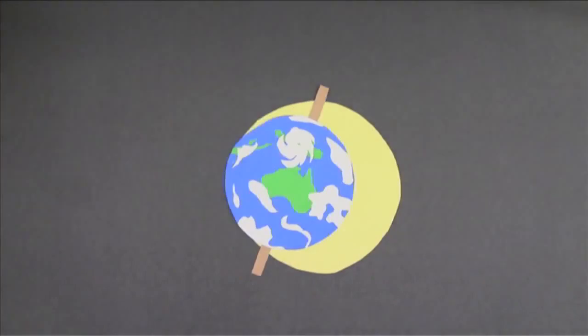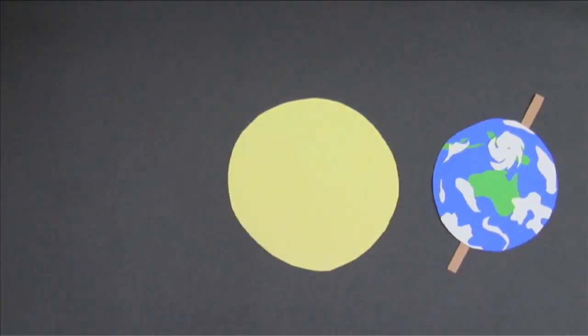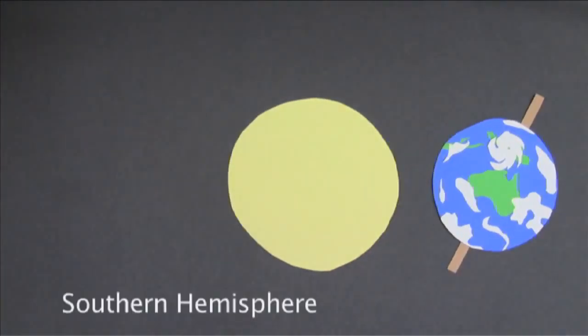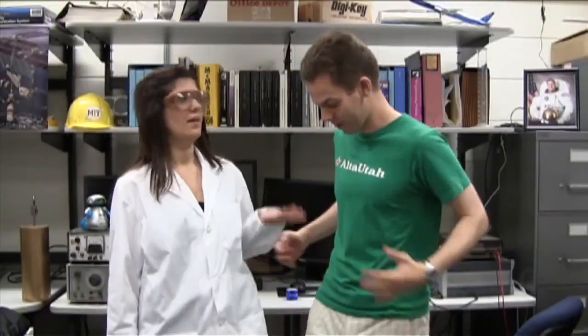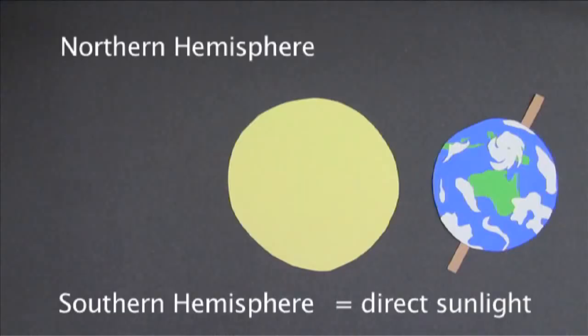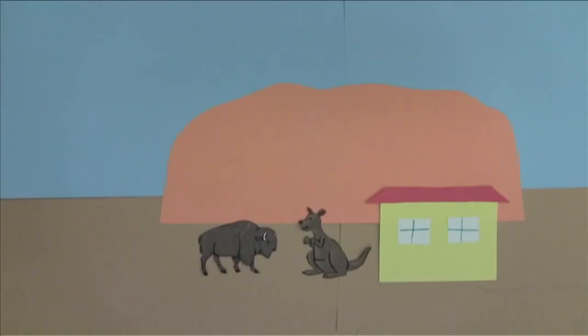6 months later, when the Earth is on the other side of the Sun, we have the opposite. It's the southern hemisphere receiving direct sunlight, so it's summer there. And the northern hemisphere is receiving indirect sunlight, so they're having winter. And now you know the reason for the seasons.